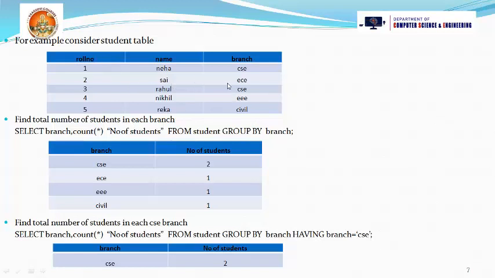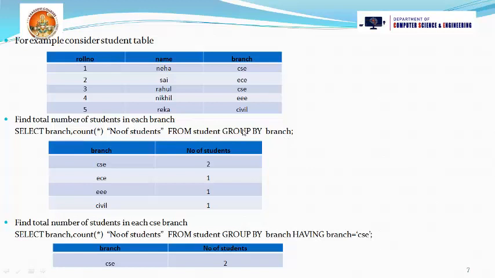For example, we need to calculate the total number of students. We use the count function. And suppose we need to find the total number of students in each branch. For that purpose, we have to use the group by clause. First we have to group the students in each branch. Then we have to apply the count function to each branch, so that it counts the number of students in each branch. So for that, the syntax is select branch, comma, count of star, number of students from students, group by branch.